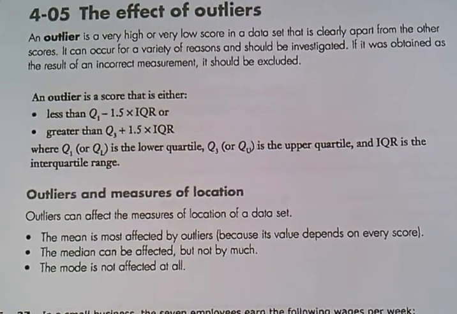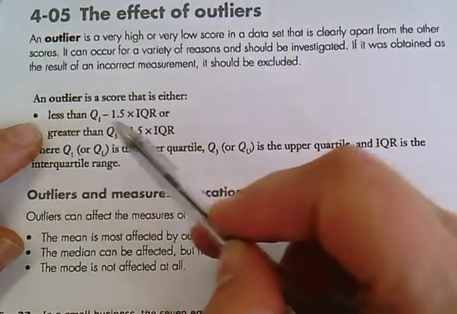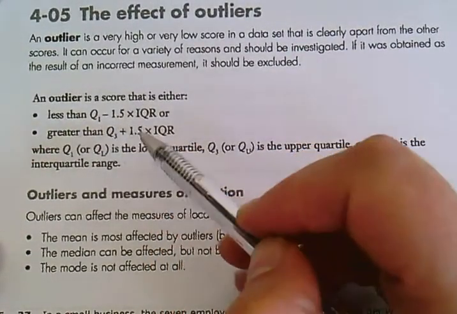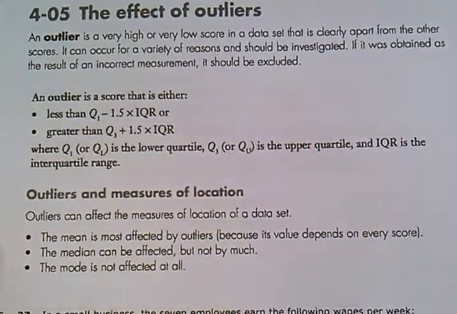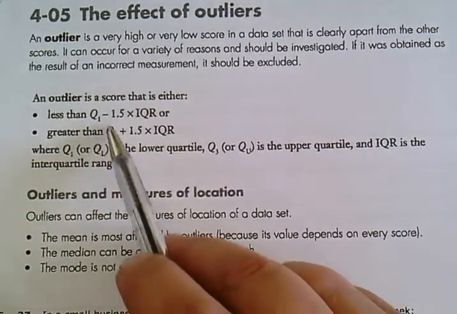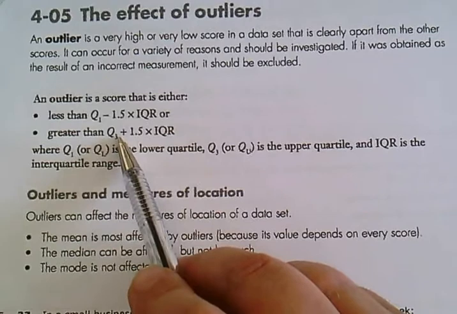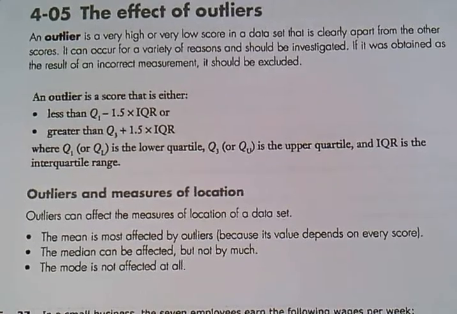All right? So, however, there is a formula for outliers. An outlier is a score that is either less than Q1, isn't that the lower quartile, minus 1.5 times the interquartile range, or the score will be greater than Q3, which is the third quartile, plus 1.5 times the interquartile range. So, before you use this formula, you have to work out Q1, Q3, and the interquartile range for your set of data. Okay?